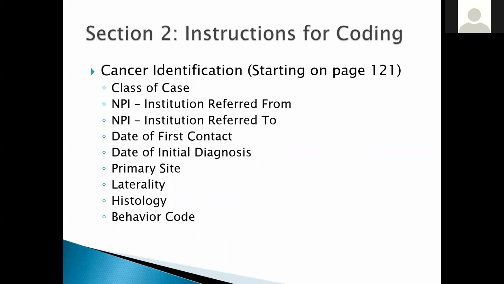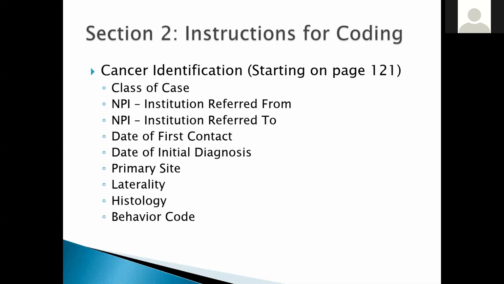These are the cancer identification fields. There is a definition and rationale for each field. The cancer identification data fields begin on page 121. And these are the fields that we're going to be learning and abstracting over the next semester and into next semester.